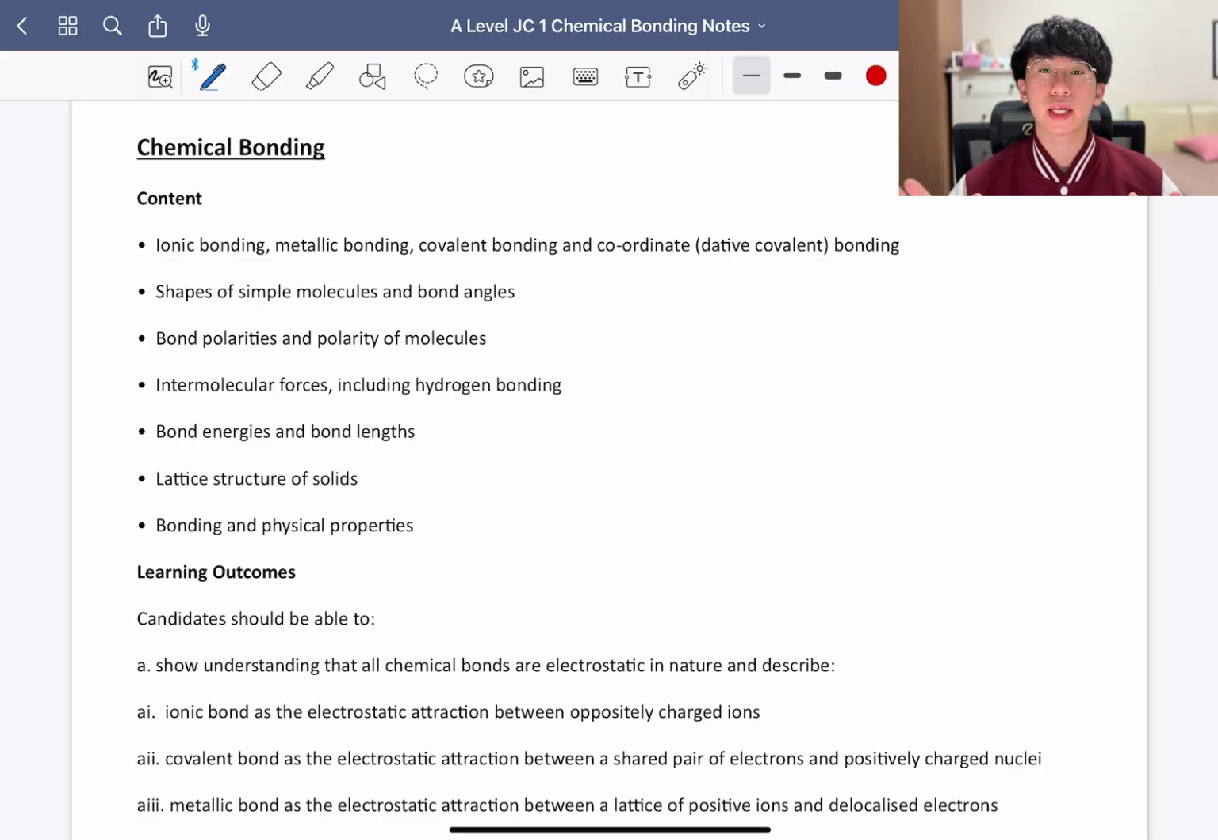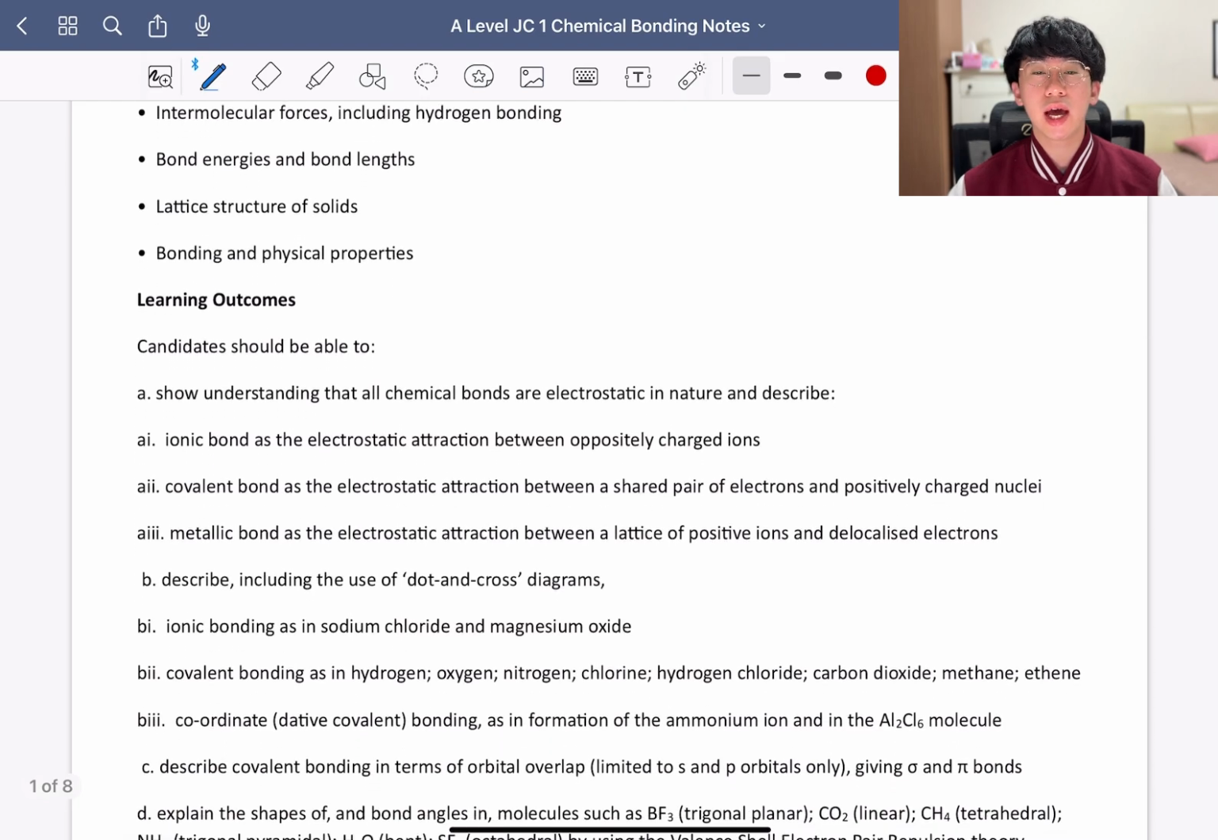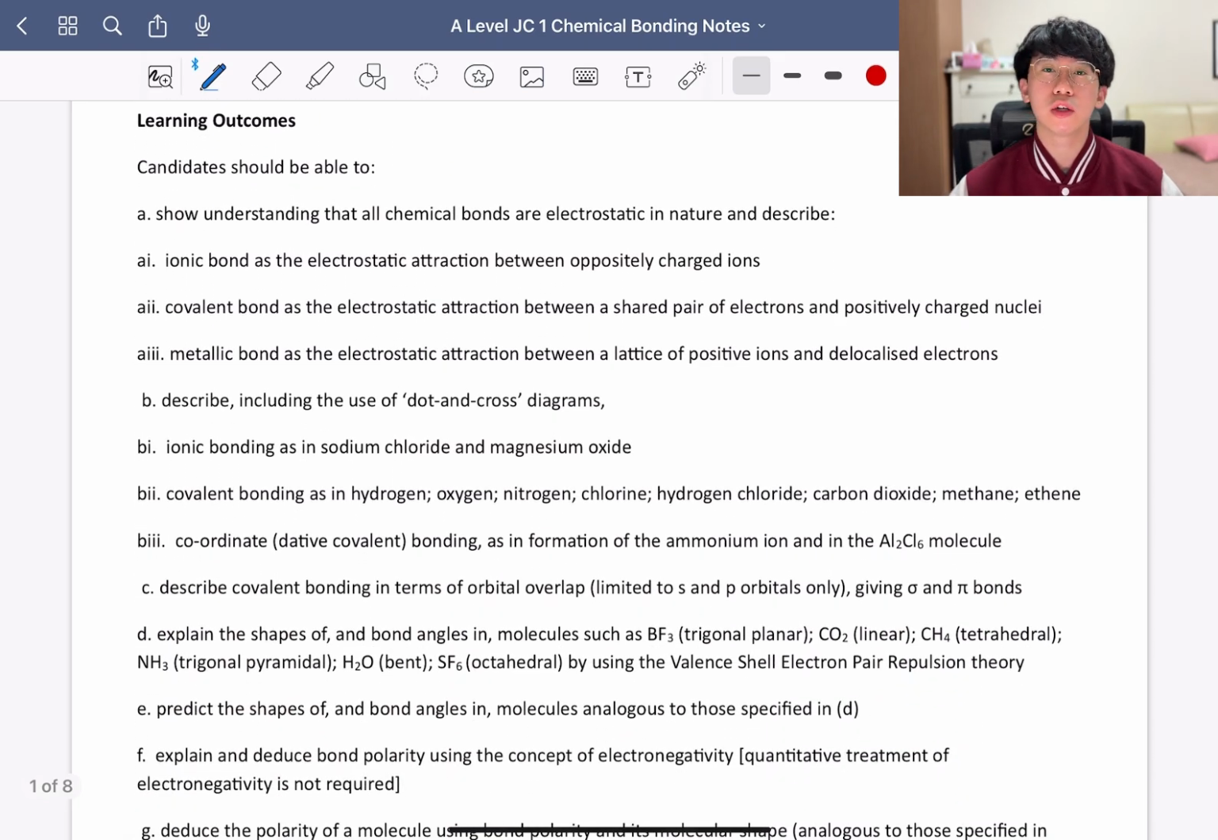Do take note that chemical bonding may look like one of those very memorizing heavy kind of subjects, but actually with the right understanding and being able to know how to apply the various knowledge for chemical bonding, we will be able to navigate this without really memorizing too much. Now, before I go through the content, just take note that we always have these learning outcomes available, and I'll be referencing them throughout the lecture.